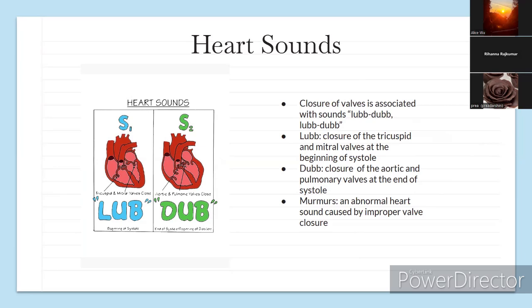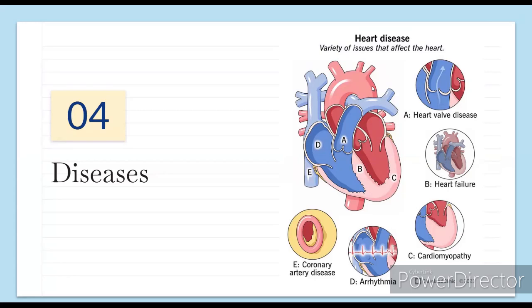But sometimes there's things called murmurs, and this is an abnormal heart sound caused by improper valve closure. So if you hear any murmurs, then you'll know that there's an issue with the heart that needs to be looked at. We're going to talk a bit about the diseases that can occur in the heart. It's very important to learn about heart disease as it's the leading cause of death globally.